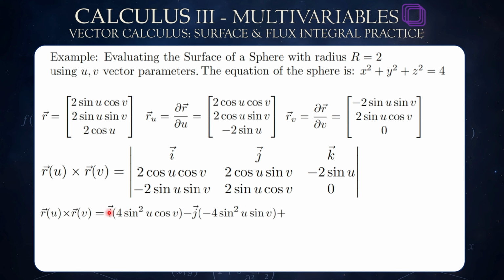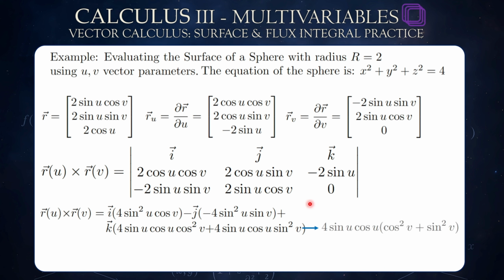so you get ru cross rv is equal to i times (0 plus 4 sine square u cosine v) minus j times (0 minus 4 sine square u sine v) plus k times (4 sine u cosine u cosine square v minus, and you multiply the minus here by the minus of 2 sine u sine v, so you get 4 cosine u sine u sine square v). By the way, we can take these as the same factor: 4 sine u cosine u times cosine square v plus sine square v, which is 1.